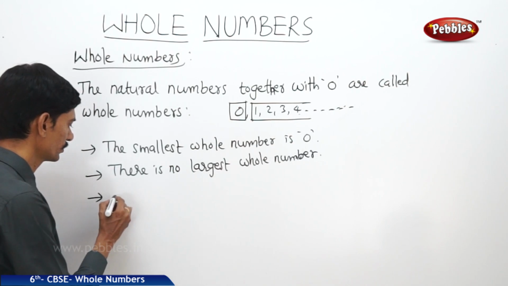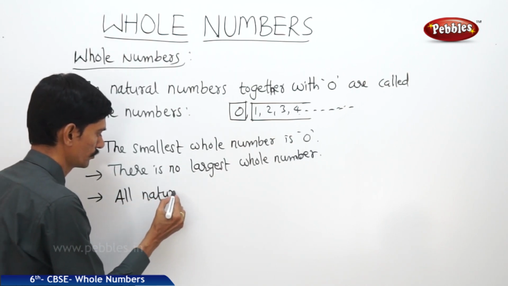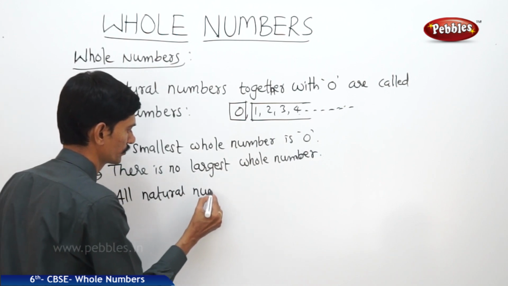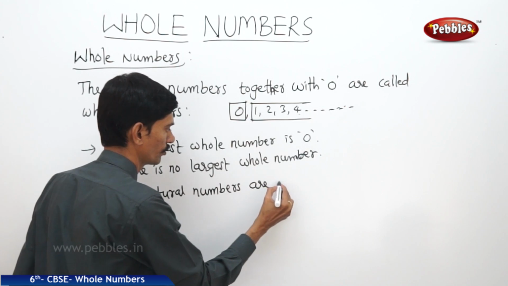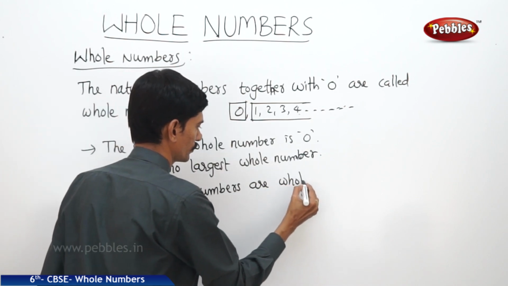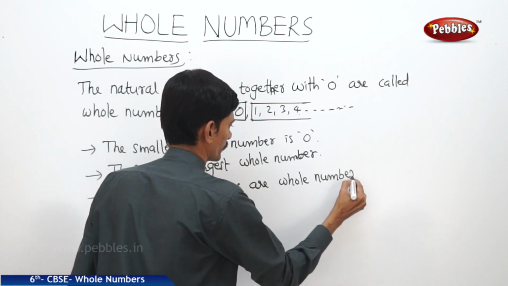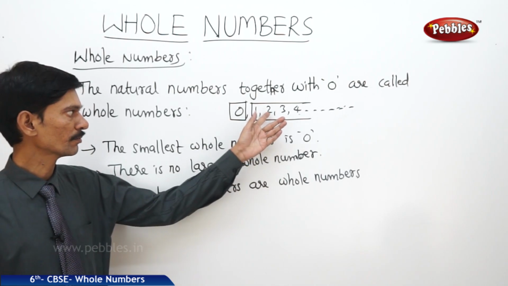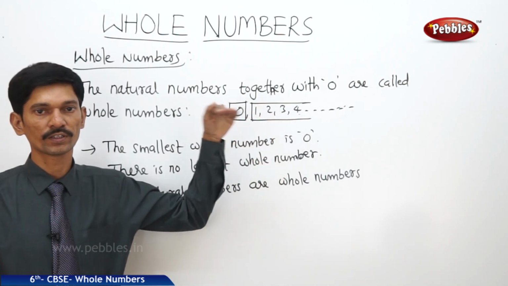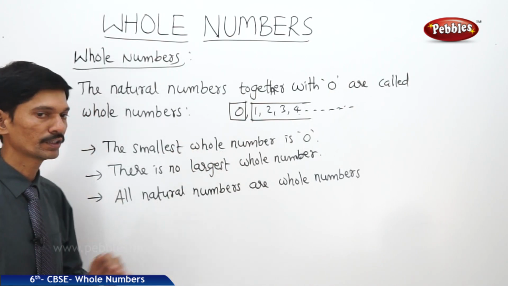Yes, all natural numbers are also whole numbers. Here we can write that all natural numbers are whole numbers, because 1 is a natural number, it is also a whole number. 2 is a natural number, it is also a whole number, and so on. So every natural number is considered a whole number, but its converse need not be true.